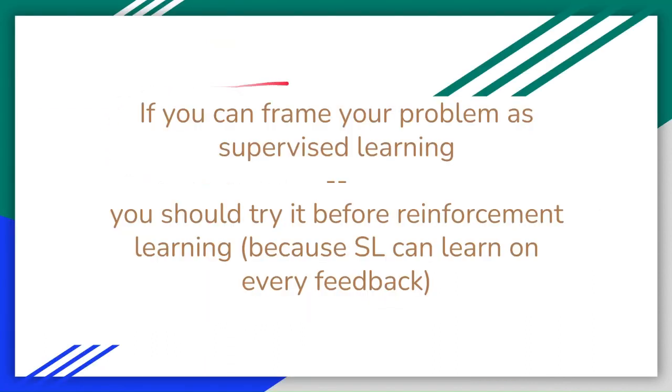but you should use supervised learning first if it's possible. Okay, this is a rule of thumb. As I mentioned, a supervised learning model can learn from all the predictions, so it learns faster. So every time you can frame your problem as supervised learning, you should use supervised learning first before trying reinforcement learning. Actually, for example, in the Mario game, you can also frame your problem as supervised learning too, right?